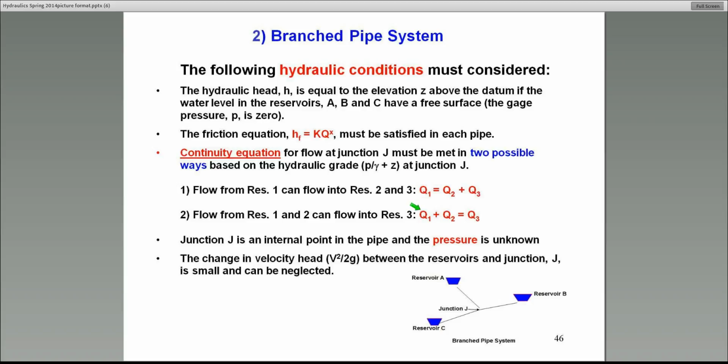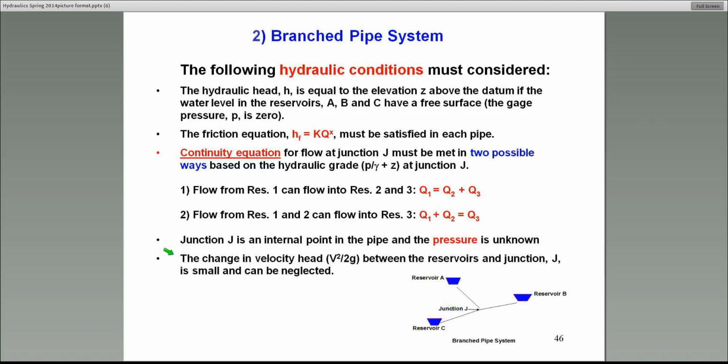This is the second scenario, where reservoir A is feeding into both reservoir B and C. So the flow coming out of this reservoir is going into either of these two reservoirs combined. So that'll again depend upon the hydraulic head at junction J in this particular problem.